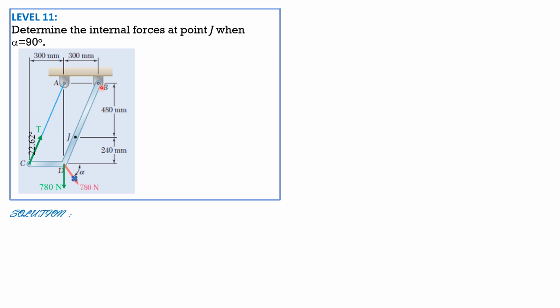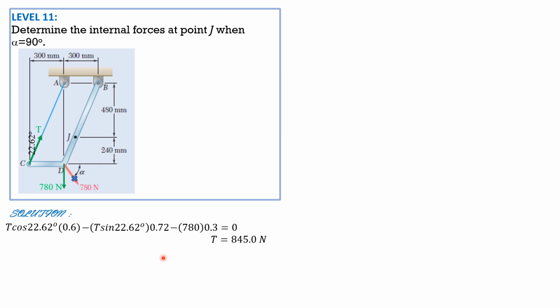So that's arctan of 300 over 720, 22.62. So we cut the cable and we sum up moments about B. So the vertical component T cosine 22.62, the distance to B is 0.6, the horizontal component, so that's clockwise. The horizontal component is T sine 22.62 and its moment about B is counterclockwise. So minus T sine of 22.62 times 0.72, then minus 780 times 0.3 equals 0. So solving for the tension equals 845.0 newtons.